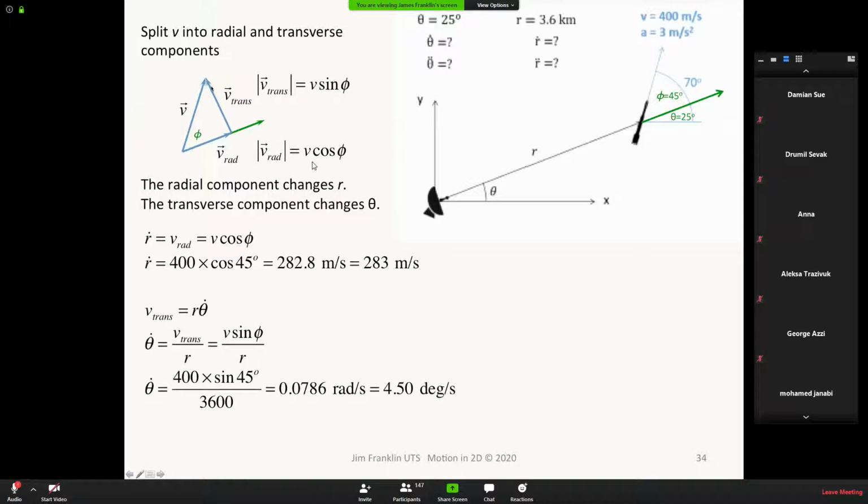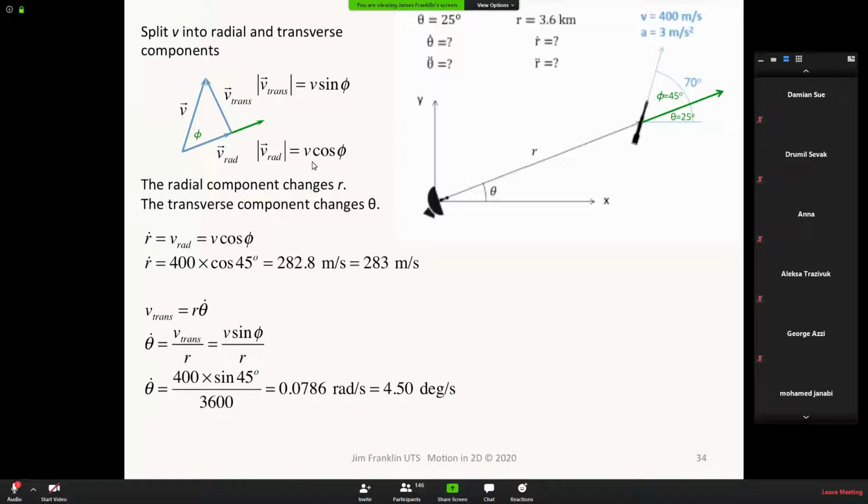So what is the tangential component? It's here. Remember, we're splitting our velocity into a radial component and a tangential component, and that is going to be V sine theta, sine phi, I'm sorry, where phi is the angle between the velocity and the radius vector. So we just plug that in, V sine phi divided by the range, 400 sine 45 degrees divided by 3,600, and we get a number there, 0.0786, and that will be in the natural units, which will be radians per second.